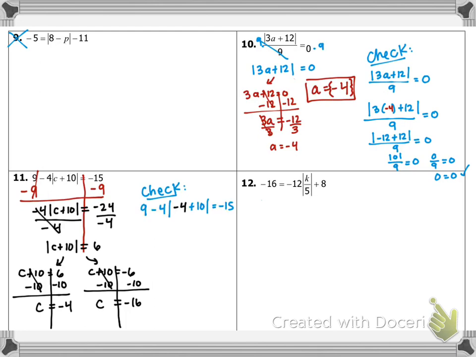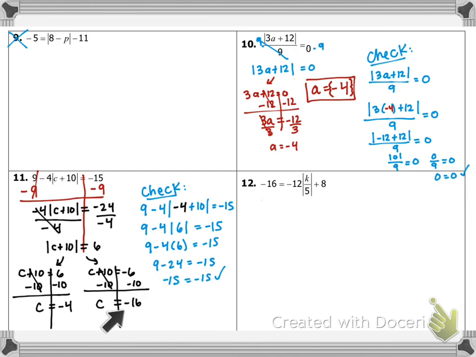Remember to plug it back into the original equation. So 9 minus 4 times, and we're going to plug negative 4 in for our c, plus 10, and we're only solving this side. We just want to make sure when we're finished with this side, it equals this side. So negative 4 plus 10 is 6. I just brought everything else down. This, and then that equals 6. The absolute value of 6 is 6. And then we just multiply those two. Negative 4 times 6 is negative 24. And then we do 9 minus 24, which is negative 15.